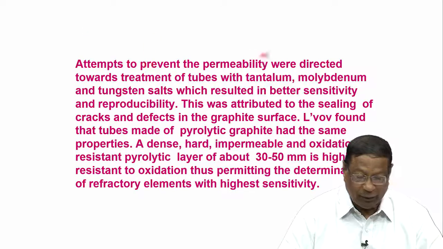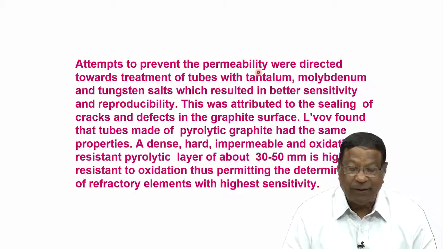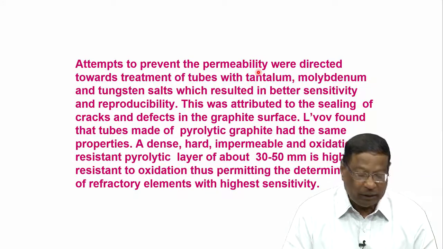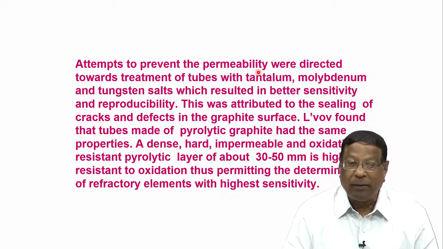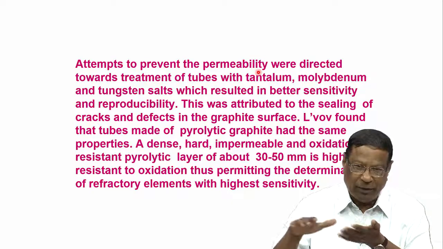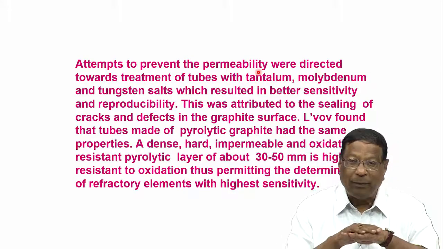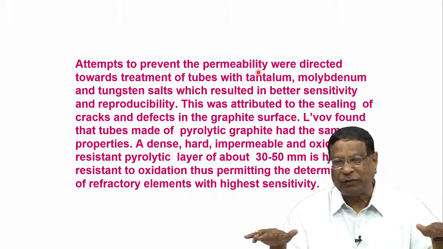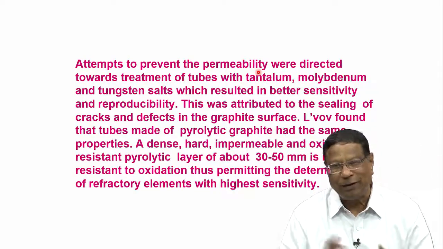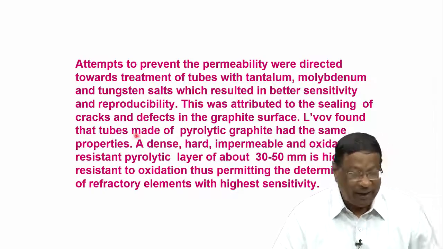Now, we are talking about the permeability of the graphite surface at high temperature. So, people thought, why not use tubes made of tantalum or molybdenum or tungsten. You coat the graphite tube with a tungsten salt, tantalum salt, or molybdenum salt. First you close the pores, then you put your sample. The sample will not permeate. This is one way of doing it, and this resulted in better sensitivity and reproducibility.